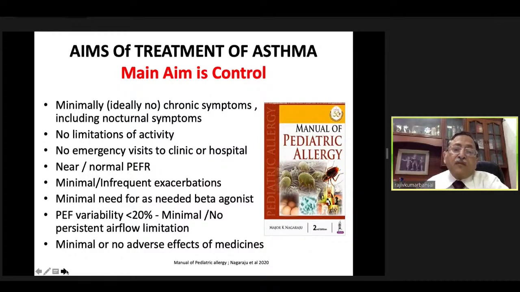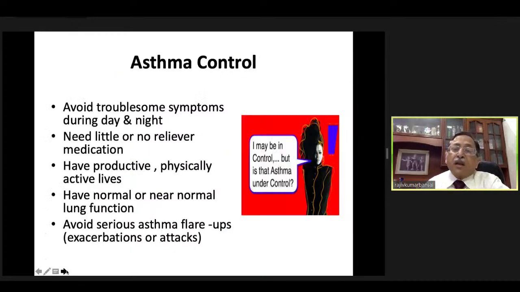A peak expiratory flow variability of less than 20%, minimal or no persistent airflow limitation, and minimal or no adverse effects of medication. So I would be very happy if all these things are taken care of in my day-to-day treatment. So when we are talking in terms of asthma control, we need to avoid troublesome symptoms during day and night. We need to have little or no need for reliever medication, as I've emphasized earlier, have a productive, physically active life, and have normal or near normal lung function.